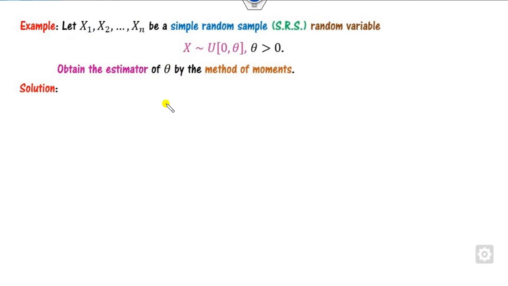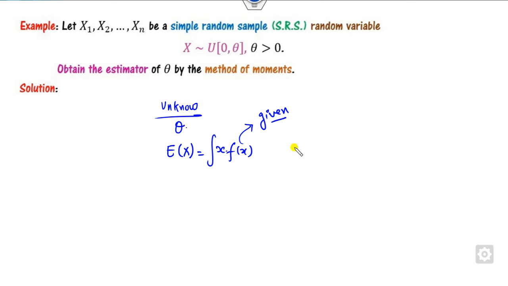Look here. Now again, how many unknown parameters are there? Only one. It means we need to find this one. But here you can see this is the PDF formula for this. In the last five examples, f of x was given to you, but in this case it is not given to you. You know what that is? This is nothing but the uniform distribution.